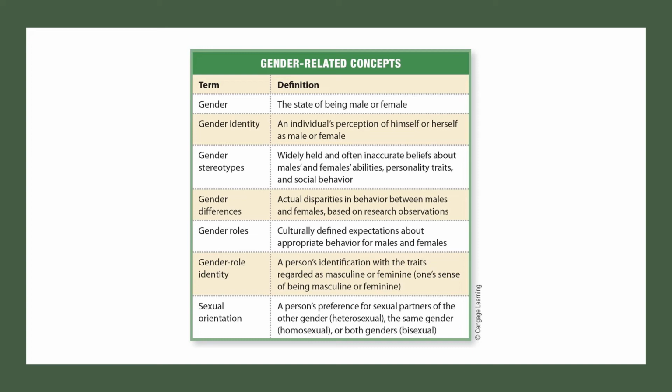And then we have gender role identity, and this is a person's identification with the traits regarded as masculine or feminine. It's one sense of being masculine or feminine. And then we have sexual orientation. And this is different from gender identity. This is a person's preference for sexual partners of the other gender, or the same gender, or both genders.